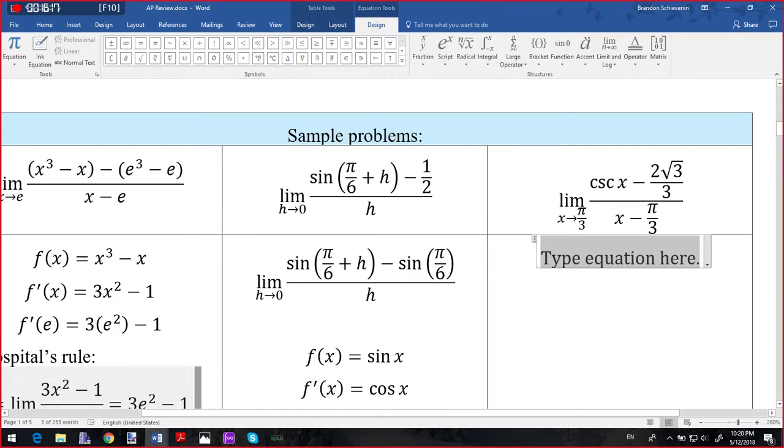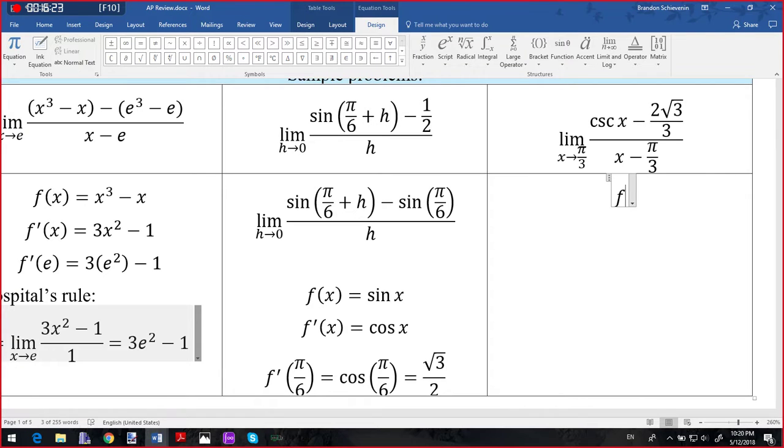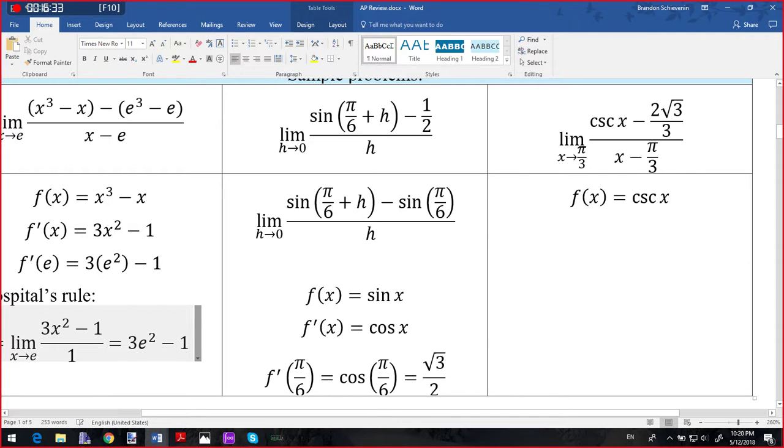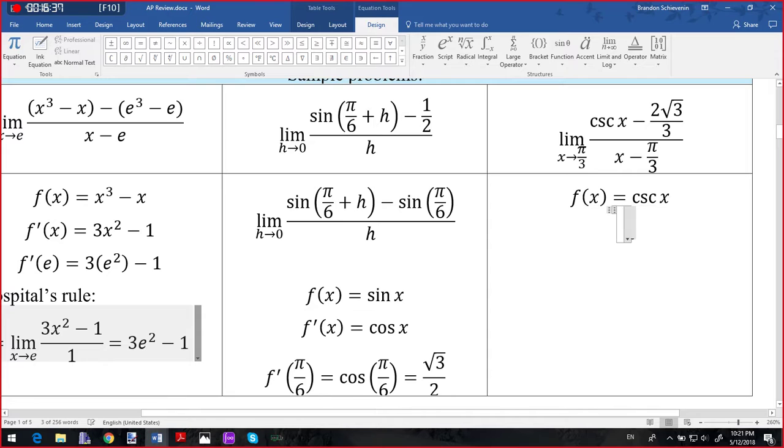Okay, so we've got limit definition. So that means my original function of x has to be what? The cosecant x. Okay, cosecant of x. What's the derivative? Negative cosecant x multiplied cotangent x.